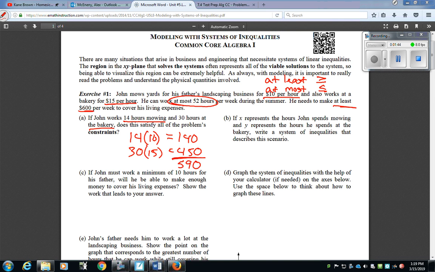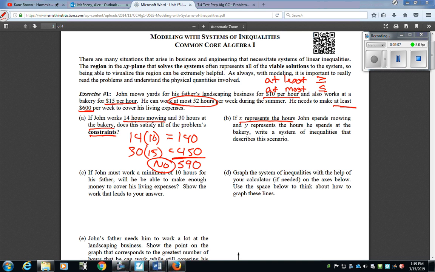Now, when it says, does it satisfy the constraints? Well, he needs to make at least $600 to cover his expenses. So in this case, those amounts do not satisfy it. Now, part B, they want us to write a system of inequalities, and there's two parts to this. There's the money he's making and the hours he's working.